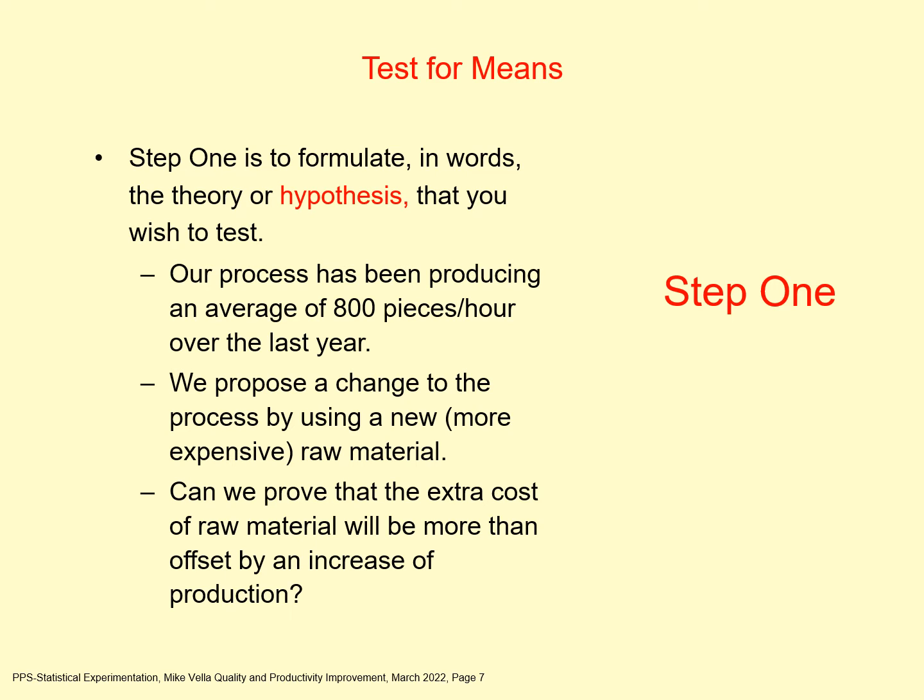So we talked about 8 steps in the last module. This is step 1, and that is to formulate in words the theory or hypothesis that you wish to test. For our test here, our process has been producing an average of 800 pieces an hour over the last year, and we propose a change to the process by using a new, more expensive raw material. So the question is, can we prove that the extra cost of raw material will be more than offset by an increase in production?